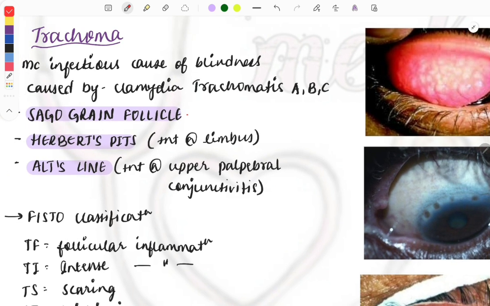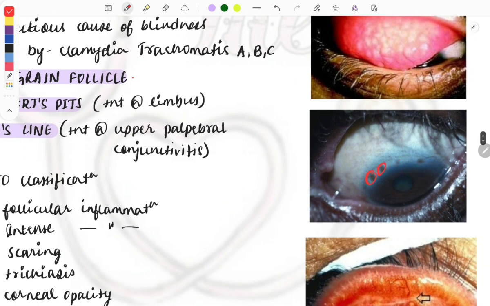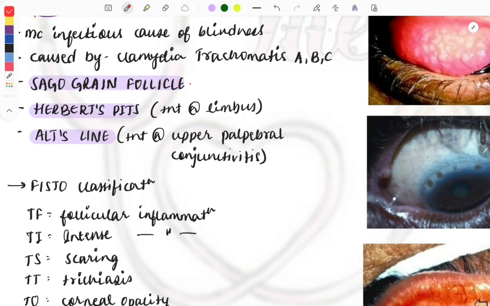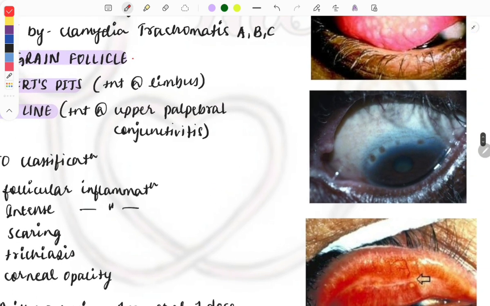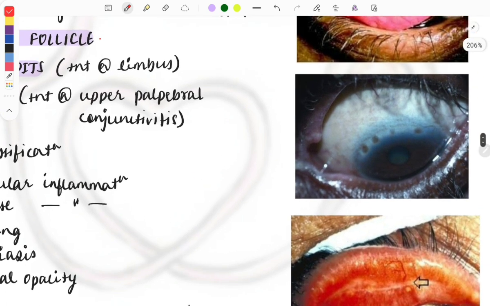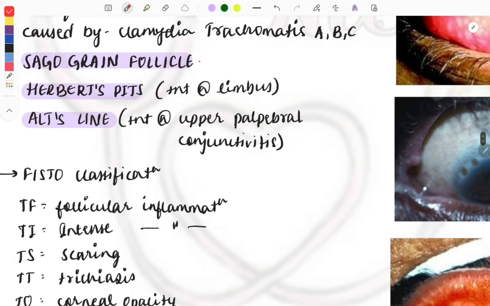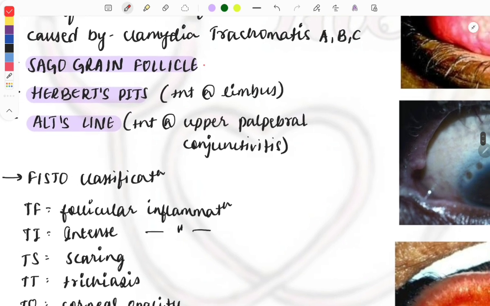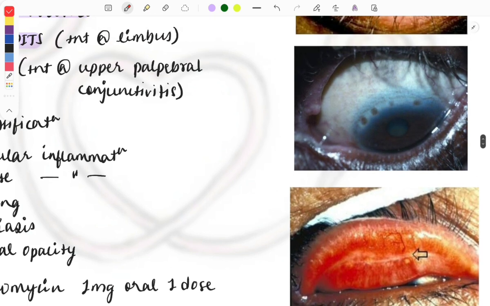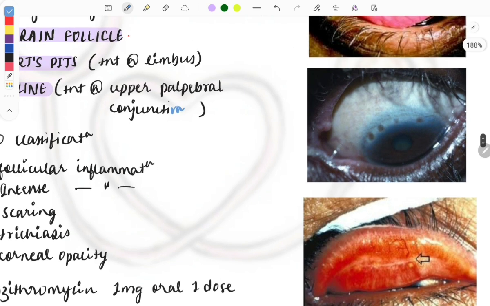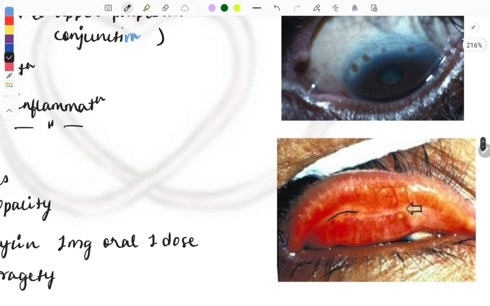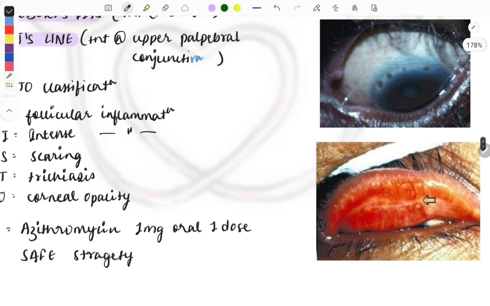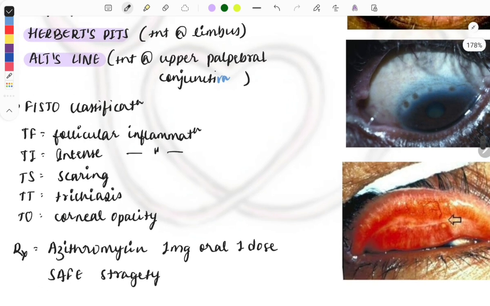Then we can see Herbert's pits present at the limbus. These pits which you can appreciate here are called Herbert's pits, and these are present at the limbus. In the normal anatomy of the eye, the limbus is the location connecting the cornea and the sclera. At that location we can see these Herbert's pits. Then Arlt's line is present on the upper palpebral conjunctiva. In this image, this line, as you can see here, is called Arlt's line. This line causes scarring of the conjunctiva.